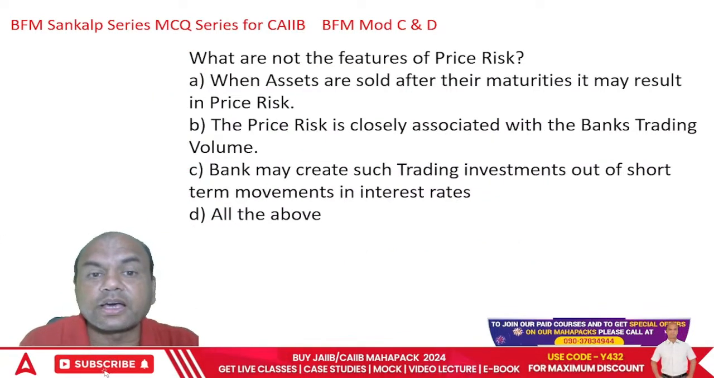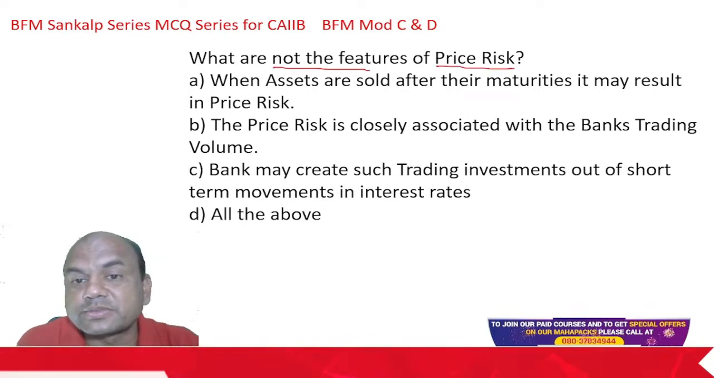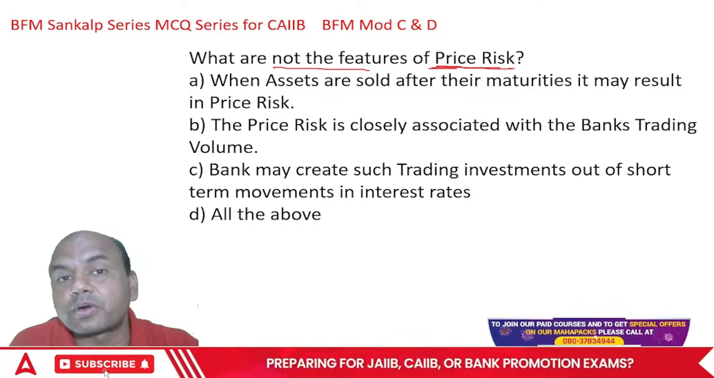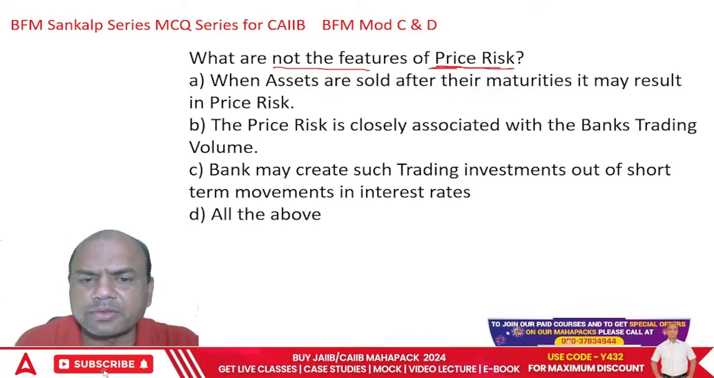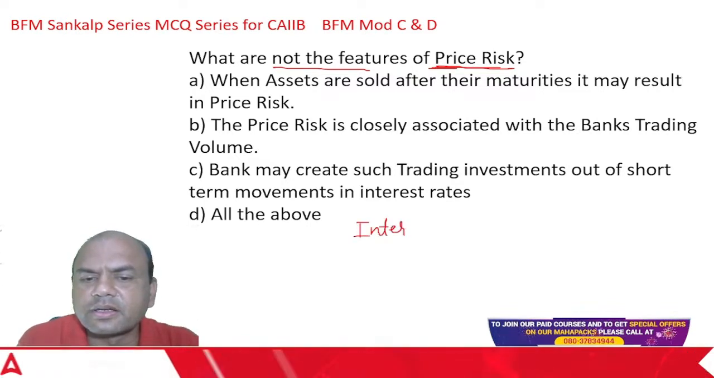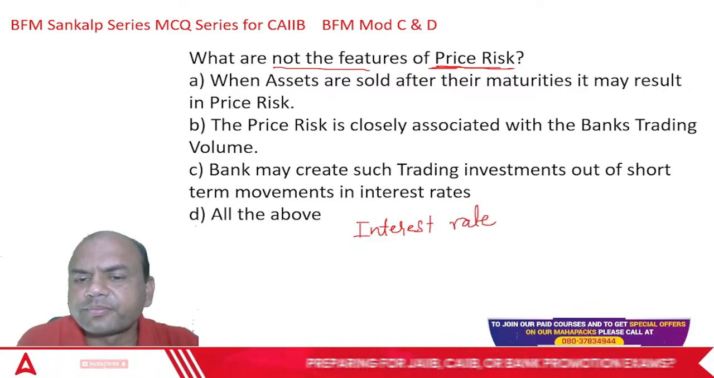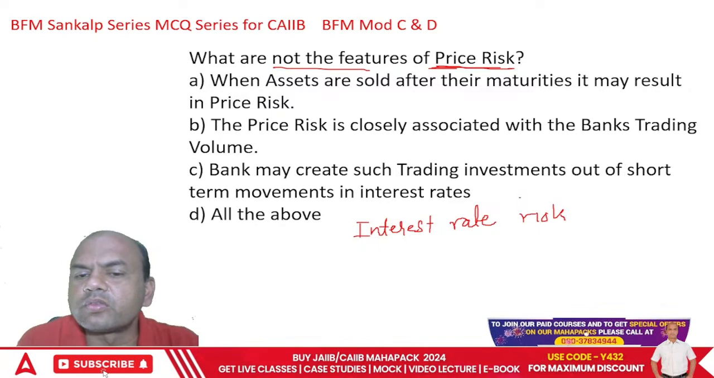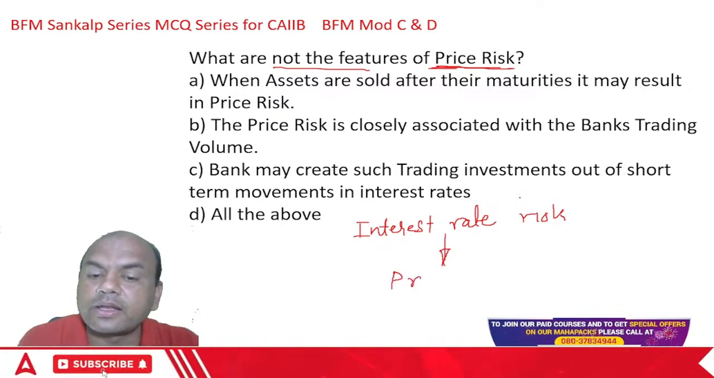Which of the following are not the features of the price risk? Not the features. And price risk. Price means what? Price of the bond goes up or down. That is basically the meaning. Always remember one thing: interest rate risk is always related to price risk. Both of them go hand in hand.